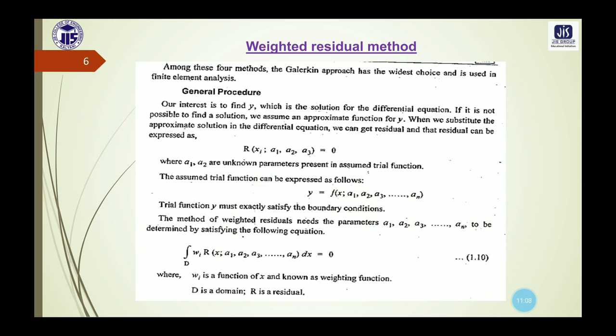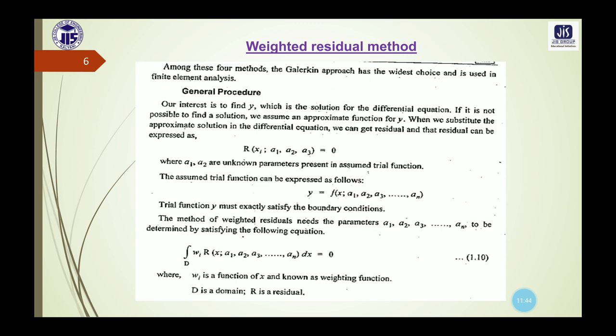This assumed trial function can be expressed as follows, that is y equals a function of x, and that function should consist of a1, a2, a3 up to an, which are the parameters that should be present in the assumed trial function. And this trial function should exactly satisfy the boundary conditions which will be given in the numerical.